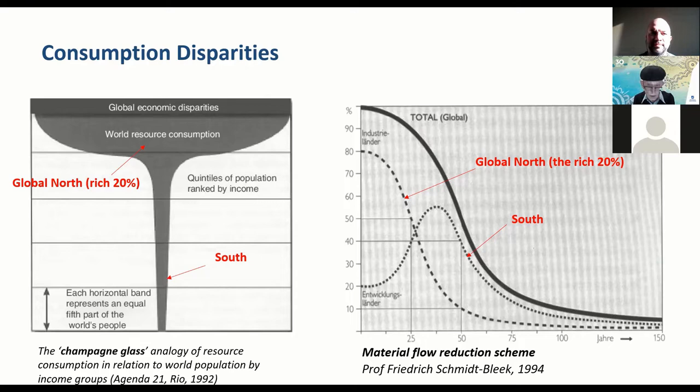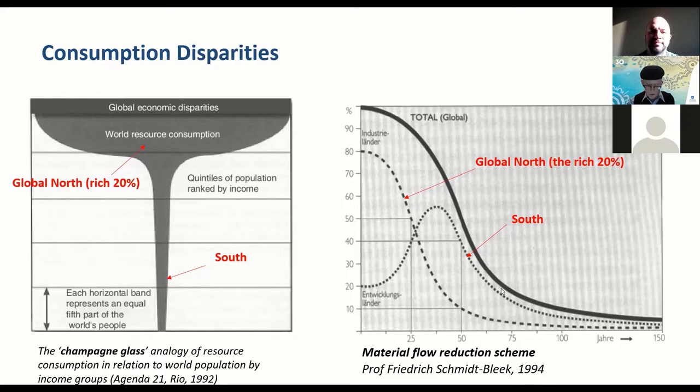But again, a strategy to overcome this was also developed around that time by Professor Friedrich Schmidt-Bleek and colleagues from the Factor 10 Institute. He produced this material flow reduction scheme around 94, showing different and converging pathways for the global north and the south. The North should reduce consumption in that dotted line by a factor of 10, around 90% within 50 years, enabling the South to initially double its resource use. You can see that dotted line going up, before itself reducing and converging with the other curve.